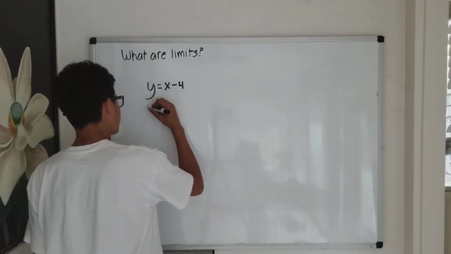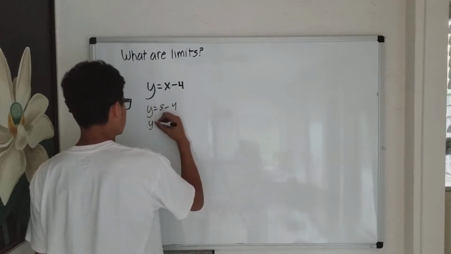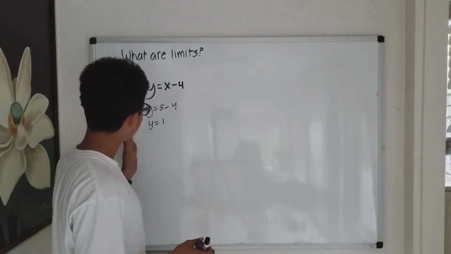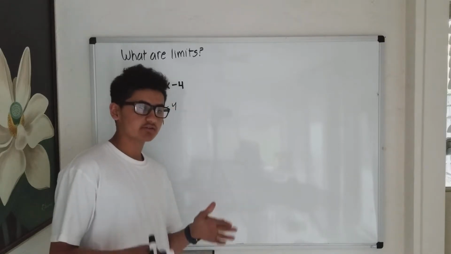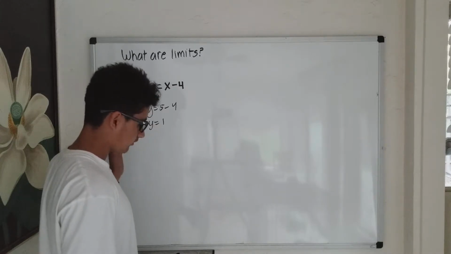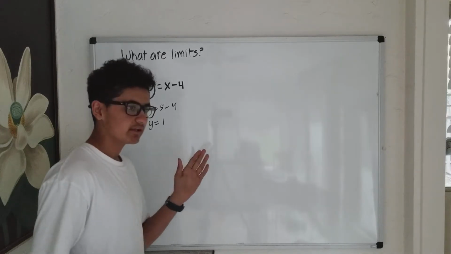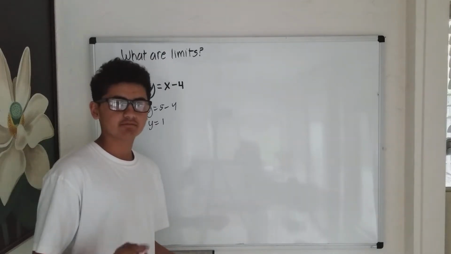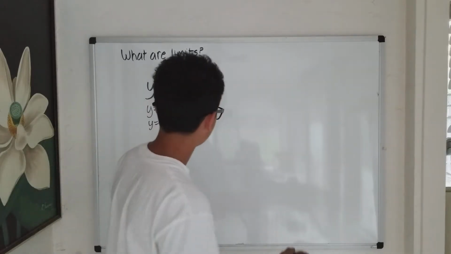If we were to make x equal 5, it would be 5 minus 4, and y would equal 1. If I'm taking values such as 5.1, 5.2, 5.3, which are close to 5 but aren't quite 5, they're going to start approaching 1. Same from the other side. If I take 4.7, 4.8, 4.9 in that exact order, it would be approaching 1. So how would I write that?